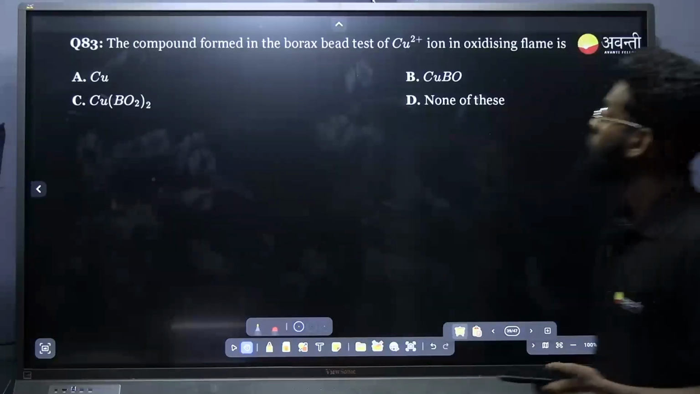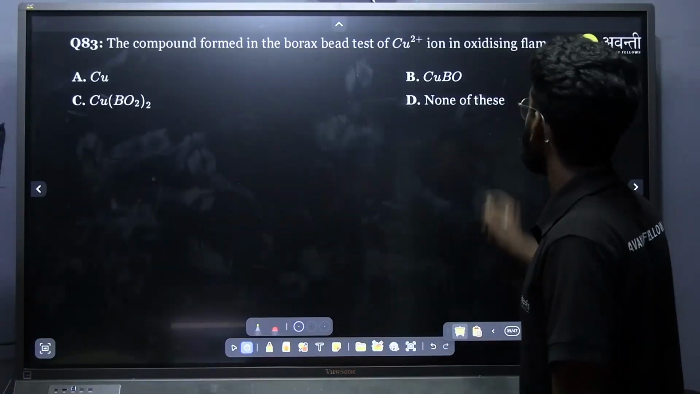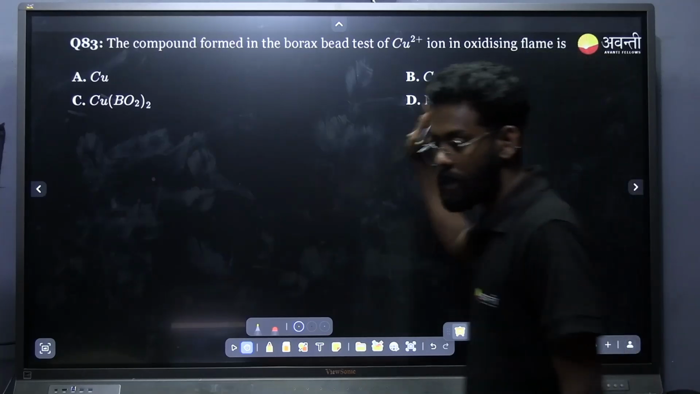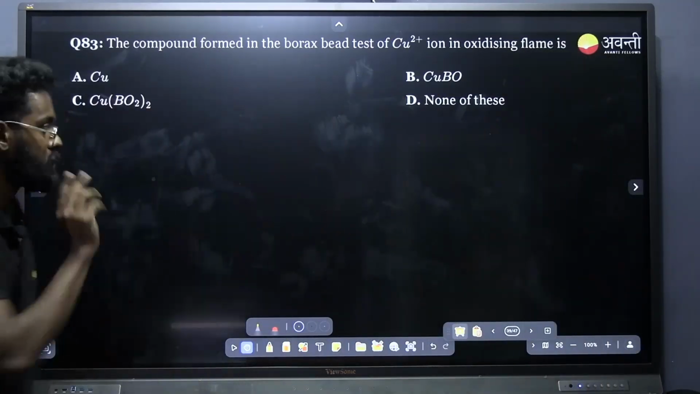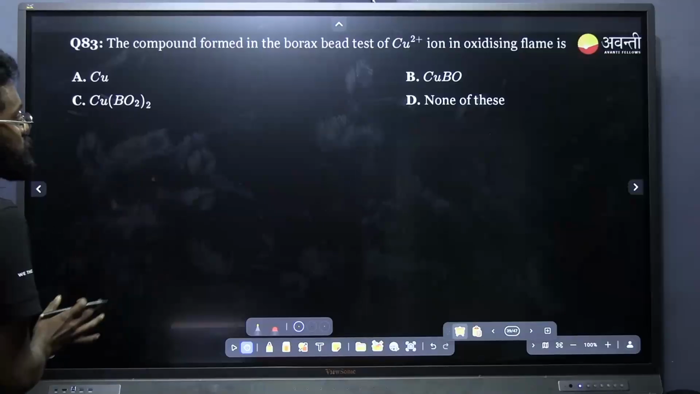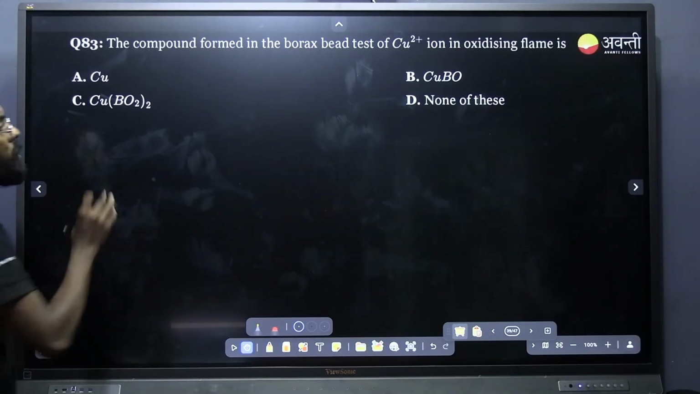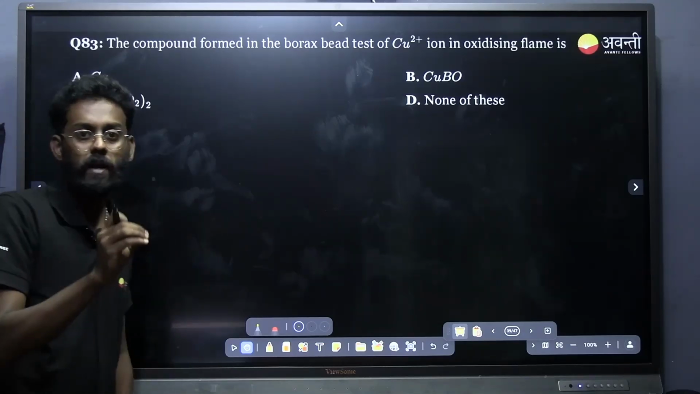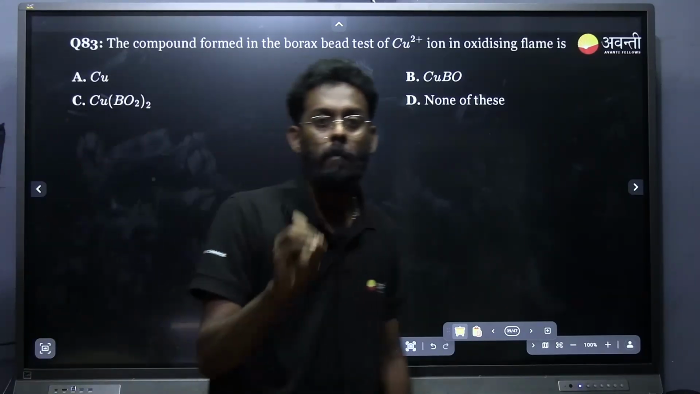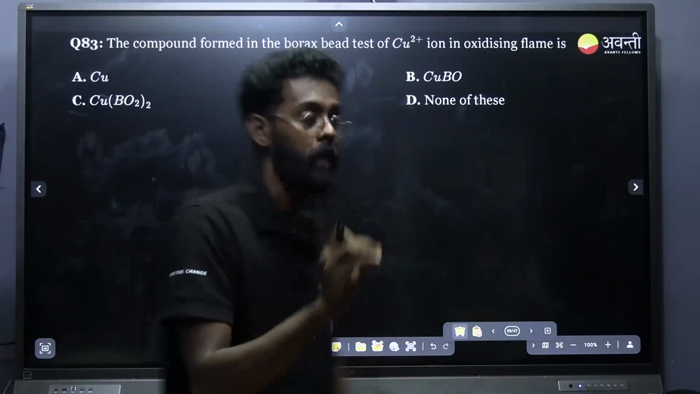Yes, now the compound formed in borax bead test of Cu2+ ion. I will be giving an idea about this question, just note it down, because the borax bead test has been repeatedly asked in the exams. The borax bead test is used to find out the metal ion based on the color it forms when I am heating it.